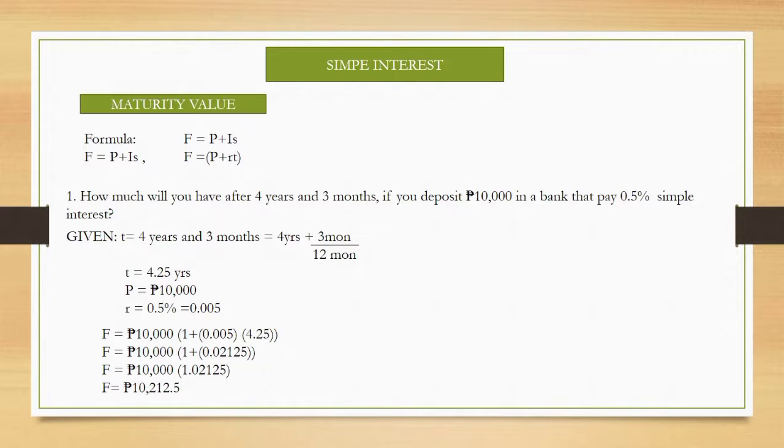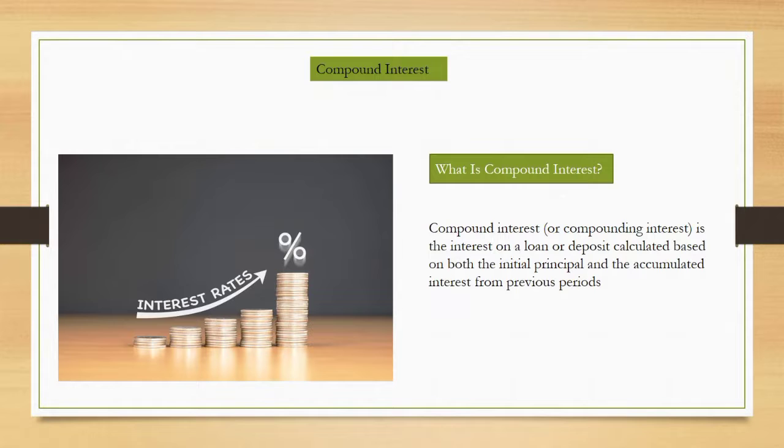So 300,000 pesos divided by 1.15 is equal to 260,869.57, and that is the principal and the answer in number 2. So much for the simple interest, and now let's proceed to the compound interest.